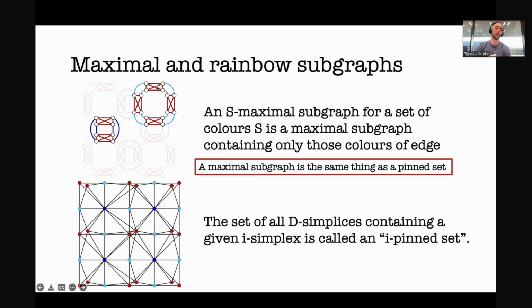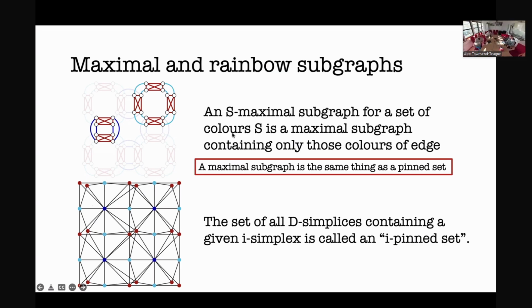You can see that they're the same because, what is this? It's the set of all the two simplices that contain this vertex. And what is this? Well, I can start at one of these vertices, which corresponds to a two simplex containing this vertex, and then I'm allowed to explore in this graph to all the other vertices I can, as long as I don't ever move along a dark blue edge. And moving along a dark blue edge is the same thing as moving to a two simplex that contains a different dark blue vertex and doesn't contain this one. So this idea of a maximal subgraph is exactly the same thing as this idea of a pin set.